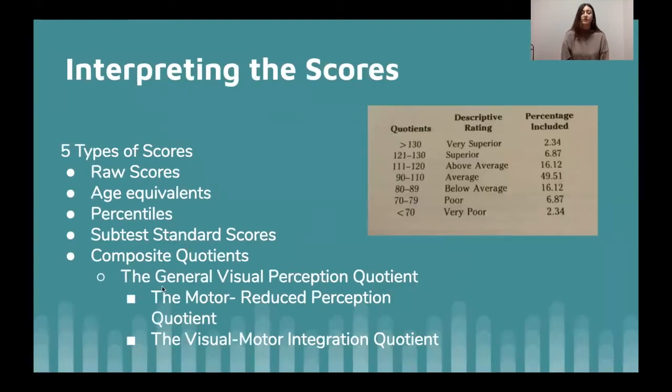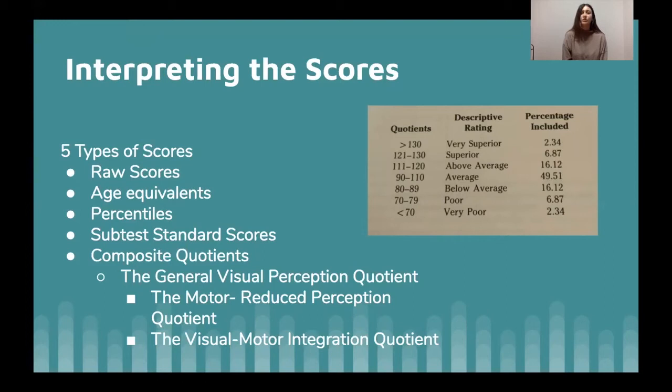This assessment yields 5 types of scores: raw scores, age equivalents, percentiles, subtest standard scores, and composite quotients. Composite quotients are the most reliable scores. Individuals who do well on these quotients demonstrate mastery of eye-hand coordination skills and the visual perceptual abilities often required for executing these skills. Low scores are generally made by children who have visual perception problems, fine motor disturbances, or difficulty in coordinating their hand movements with vision.